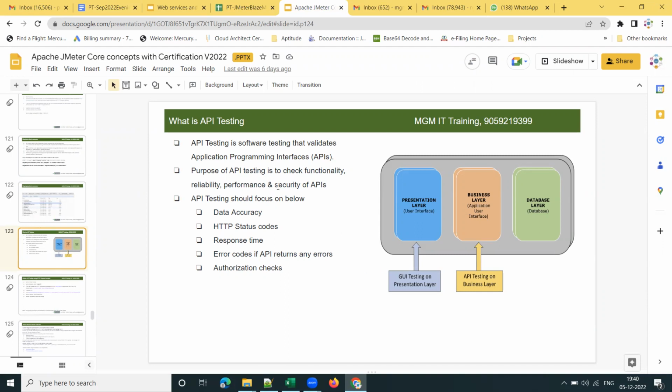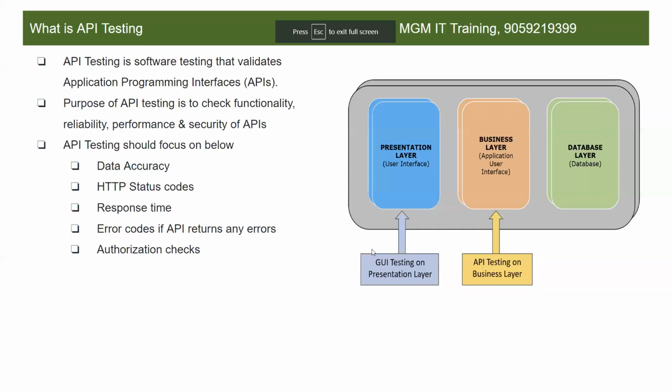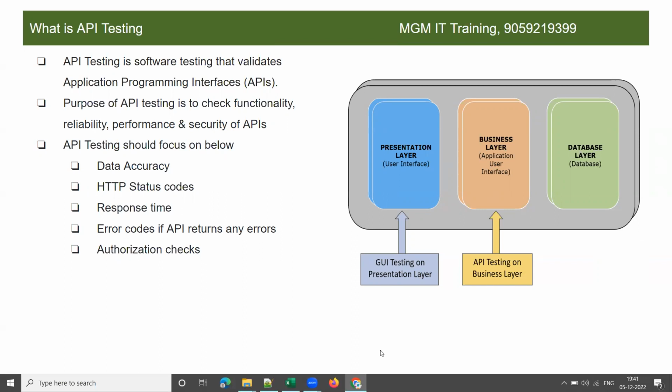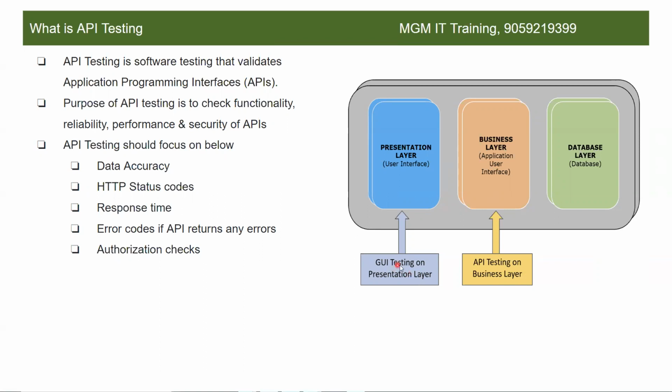So till now, whatever testing we have done, whatever scripts we have developed, those are GUI testing scripts. Yes or no? We are doing the navigation on the application front end, and we are doing testing on that. So that is GUI testing. We are doing GUI testing on the presentation layer, right? So till now using web protocol, whatever testing we have done, is able to follow? So that is GUI testing on the presentation layer.